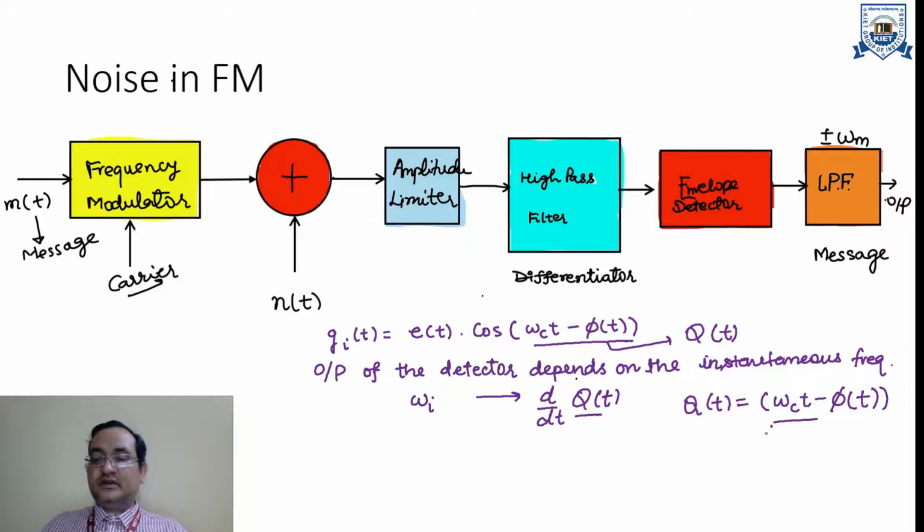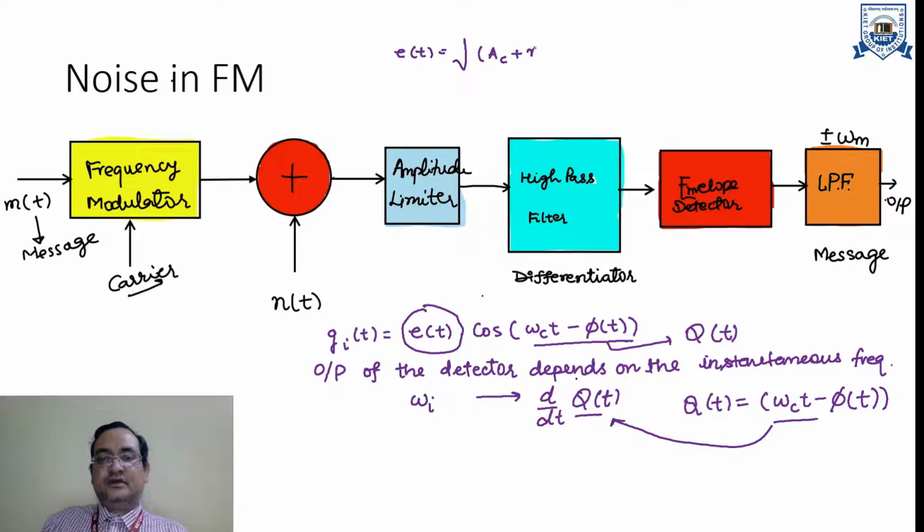Since the output is just differentiating omega_c t minus phi(t), we can say that I will ignore the A(t) term in this E(t). I will also mention here E(t) was the square root of (Ac plus n_i(t)) whole square plus n_q square(t). Hence, as I've already told you that Ac is a DC term, I will just consider these two main expressions of n_i(t) and n_q(t).